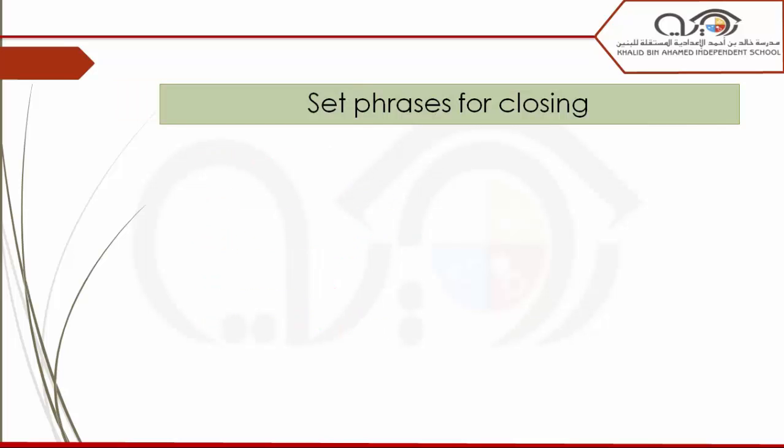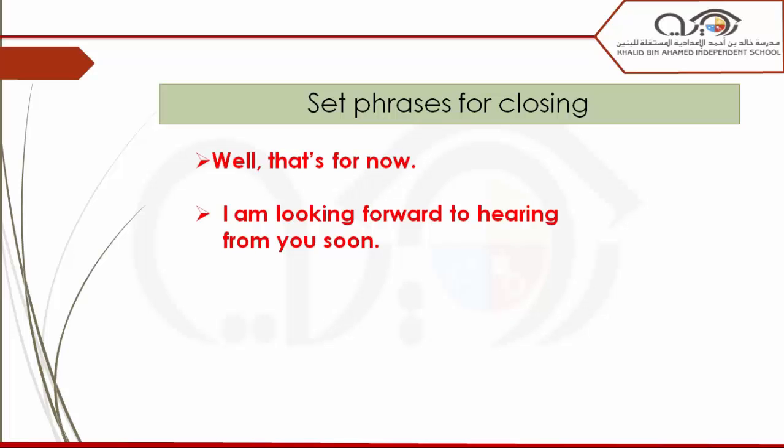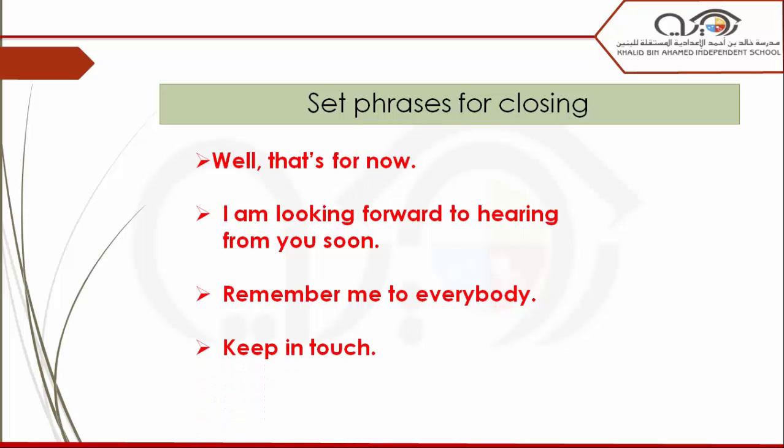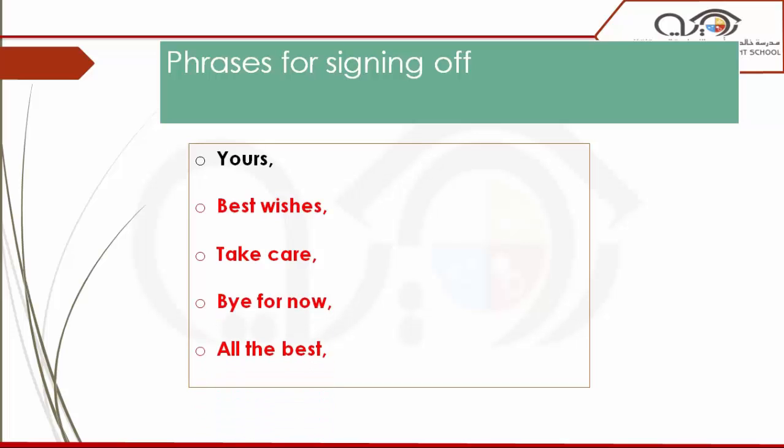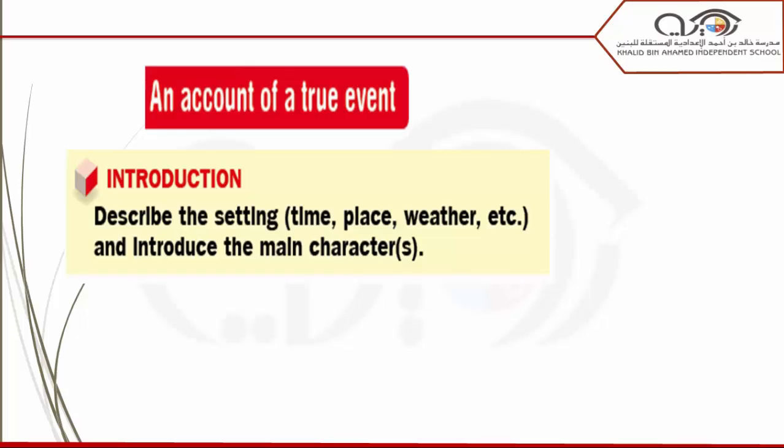Exactly. Now, a set of phrases to end your letter, like: Well, that's all for now. I am looking forward to hearing from you soon. Remember me to everybody. Keep in touch. Exactly. All of these phrases are used for closing the paragraph of an informal letter. Now, phrases for signing off, like: Yours, Best wishes, Take care, Bye for now, All the best. These are phrases to end your letter, and after that you put your signature.